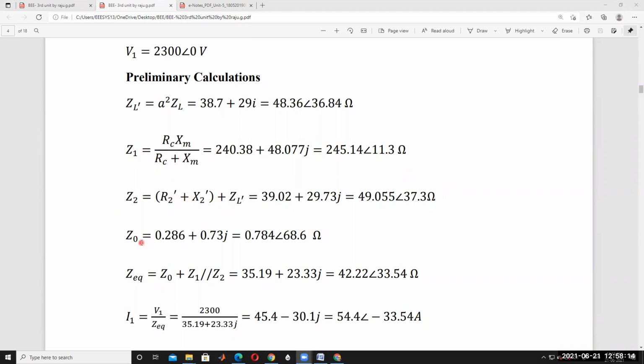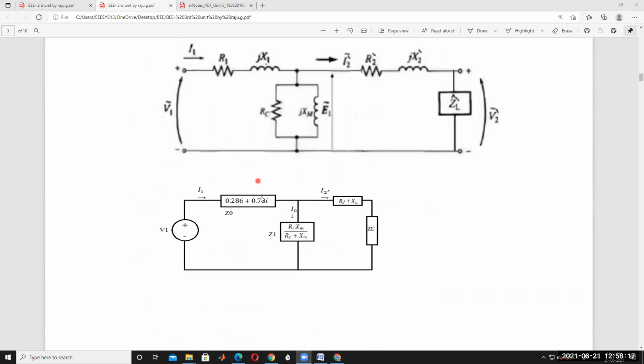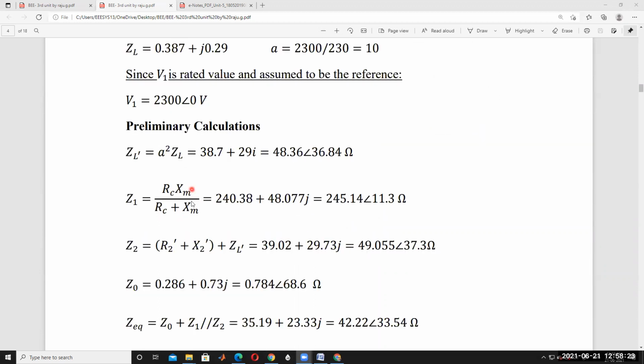And Z0 is called the no load parameters, the primary winding resistance parameters. This is called Z naught, 0.286 plus j0.73. Convert rectangular to polar form like this.